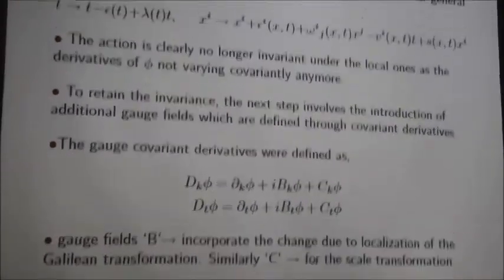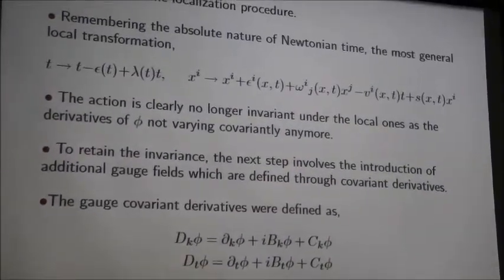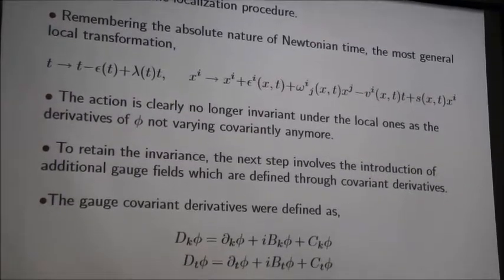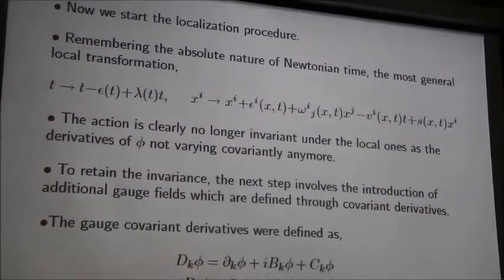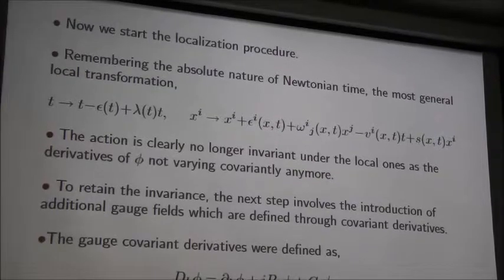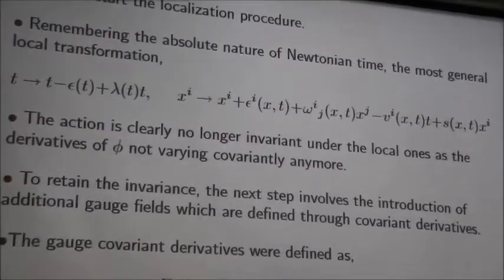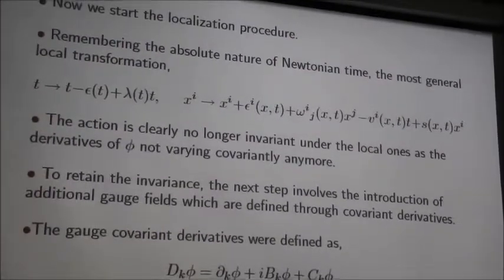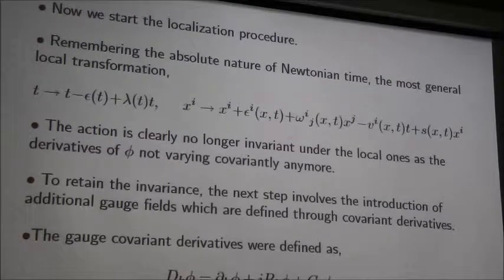Now we start the localization procedure. At the start of the localization procedure, the parameters corresponding to every transformation are constant in the global case and don't depend on space and time, but for localization they will depend on space and time. But remembering the absolute nature of Newtonian time, I took it that the transformation in time will only depend on time, and for space, it will depend on both space and time.